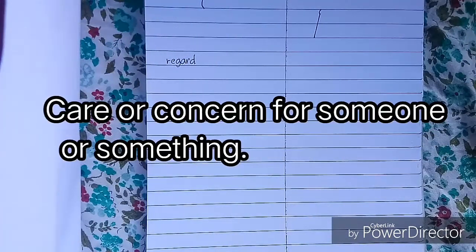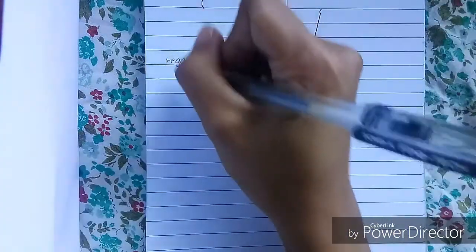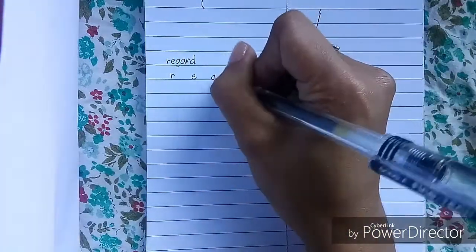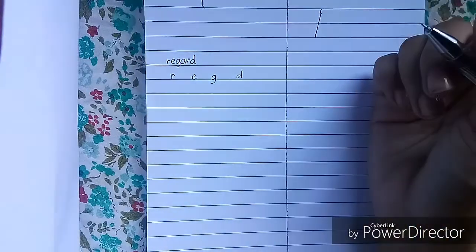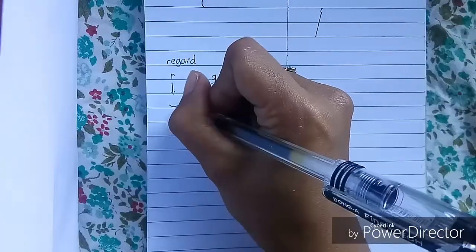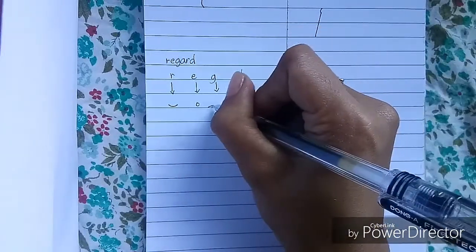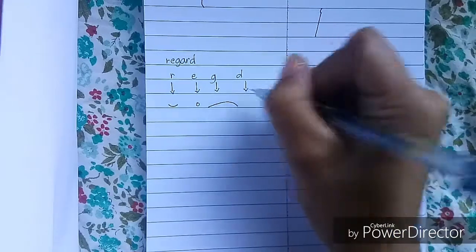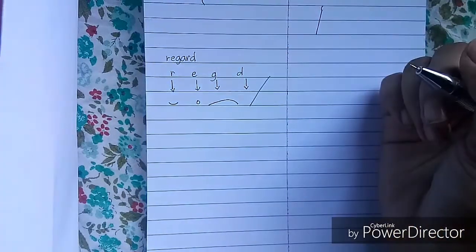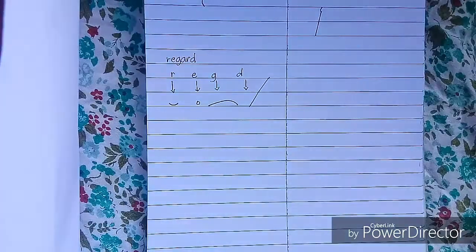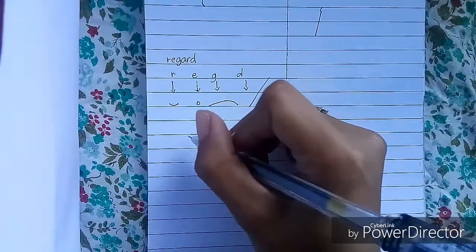Next is the word regard. Regard means care or concern for someone or something. Regard is represented by R, E, G, and then D. R, E, G, D. So combining the four strokes, it will be written in this way.